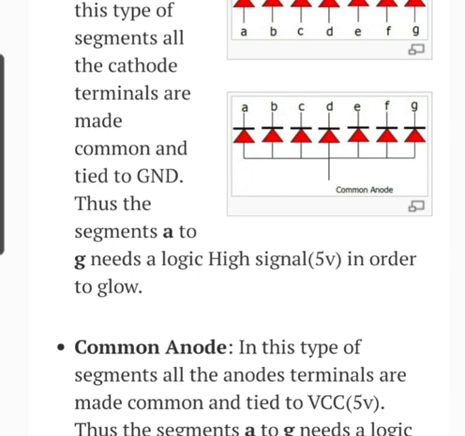So the segments A to G need a logic low signal to glow. For common cathode, the cathodes are connected to ground and the terminals A to G to high logic, that is 5 volt. And in common anode, all anodes are connected to 5 volt and the segments A to G are connected to the low signal, that is ground.